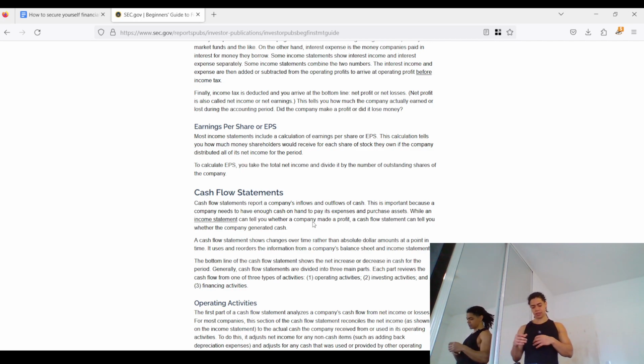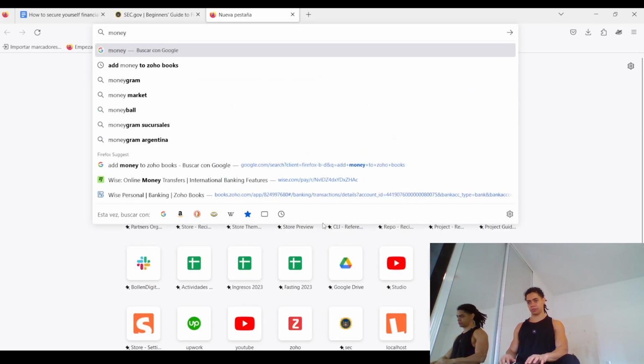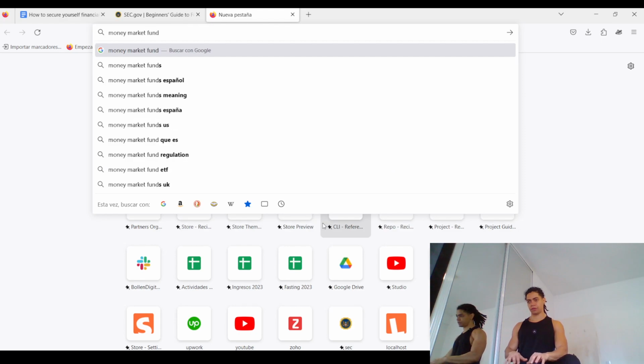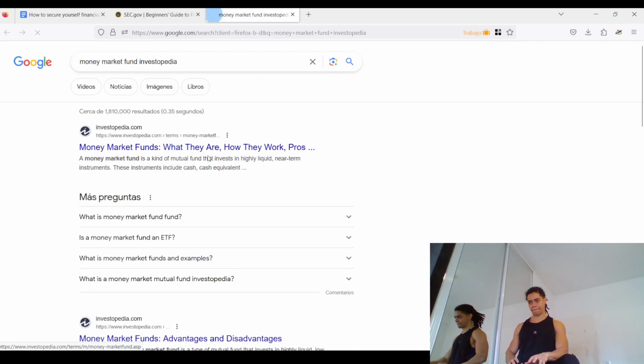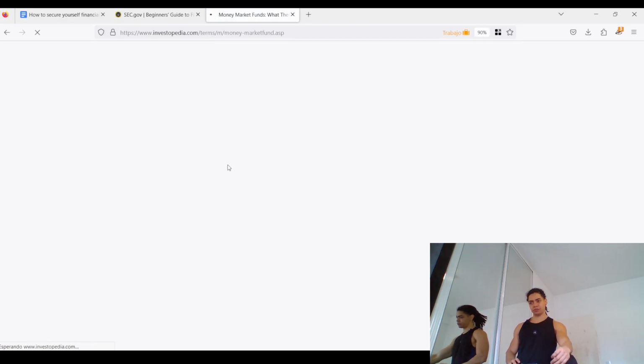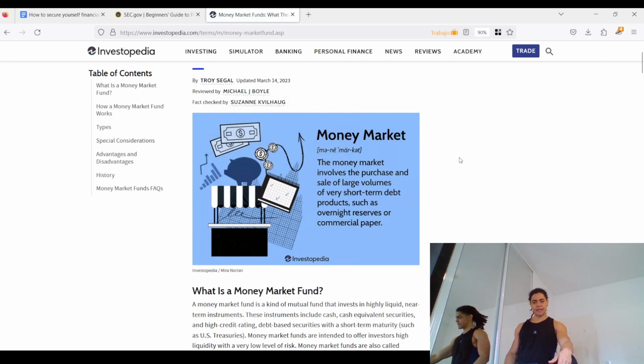Okay, another common operating asset is cash and cash equivalents, such as money market funds, which are useful when you want to park a huge amount of money momentarily. And these money market funds, for example, according to Investopedia, right?